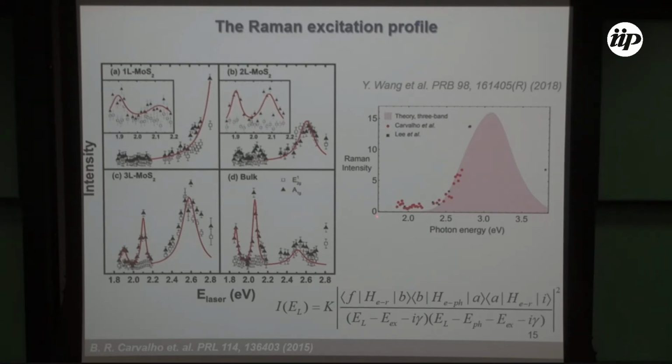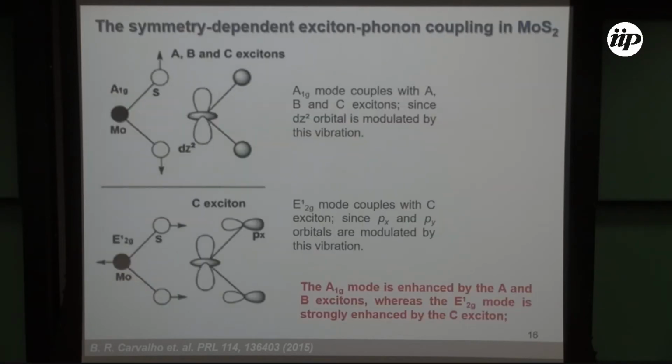However, the totally symmetric phonon mode, the A1g, couples with the A, B, and C excitons. This is because of the symmetry of the orbitals and of the excitons. The A1g mode couples with the A, B, and C excitons because it is modulated by this vibration. It's a totally symmetric mode. However, the C exciton only modulates the in-plane mode, since they have px and py orbitals. So there is a dependence on the symmetry of the exciton and the symmetry of the phonons that will be modulated in this case.